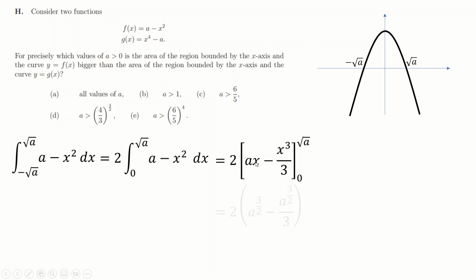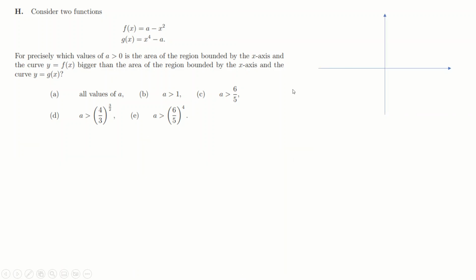Now a times root a is a to the 3 over 2, and root a cubed, that's a to the power half cubed, a to the power 3 over 2. Now this is one lot of this minus a third, which means it makes it 2/3 of a to the 3 over 2, times 2 is 4/3 a to the 3 over 2. 4/3 of that, yeah. So that's the first integral.